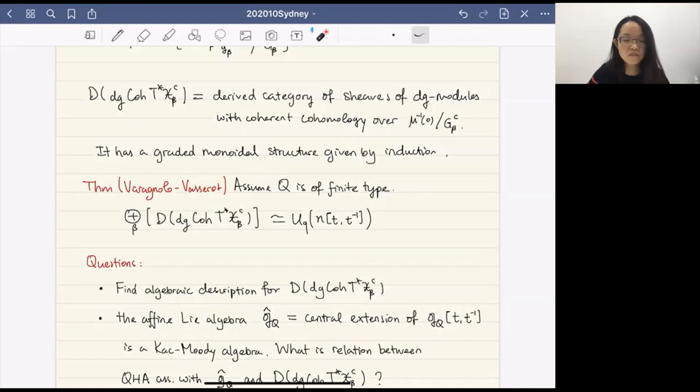Okay. So the cohomology version was this cohomological Hall algebra construction. And this is the K theory version of, let's say, Hall algebra.